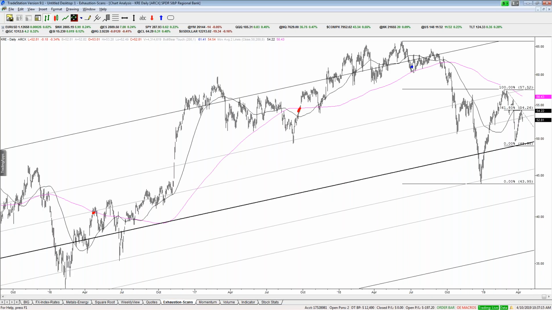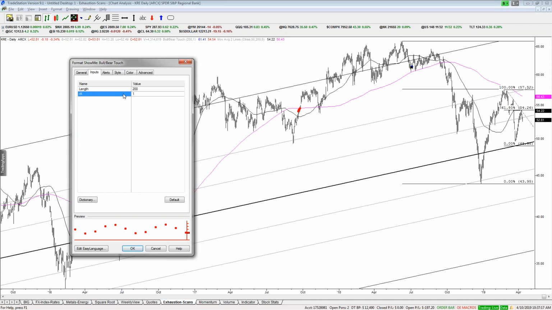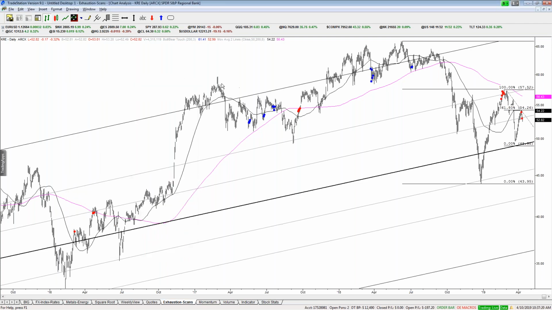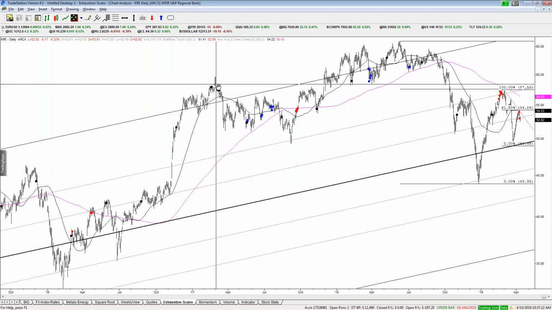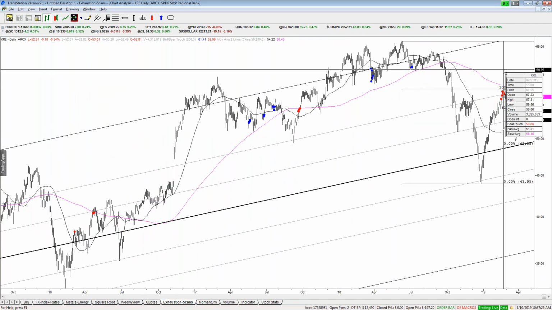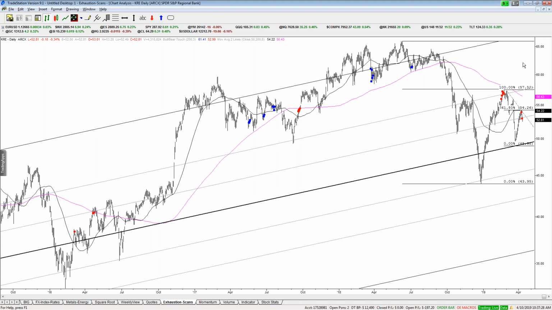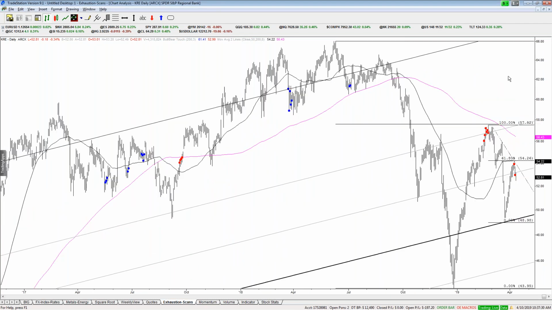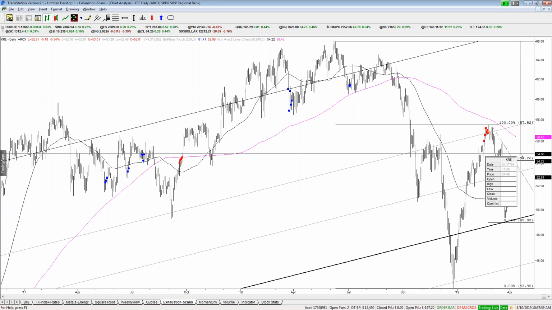KRE, which is the regional bank ETF. We got one there too. And you can see that you've had some here back in February. And something else to note is that the decline from up here retraced 618, and the rally from here retraced 618. Okay.